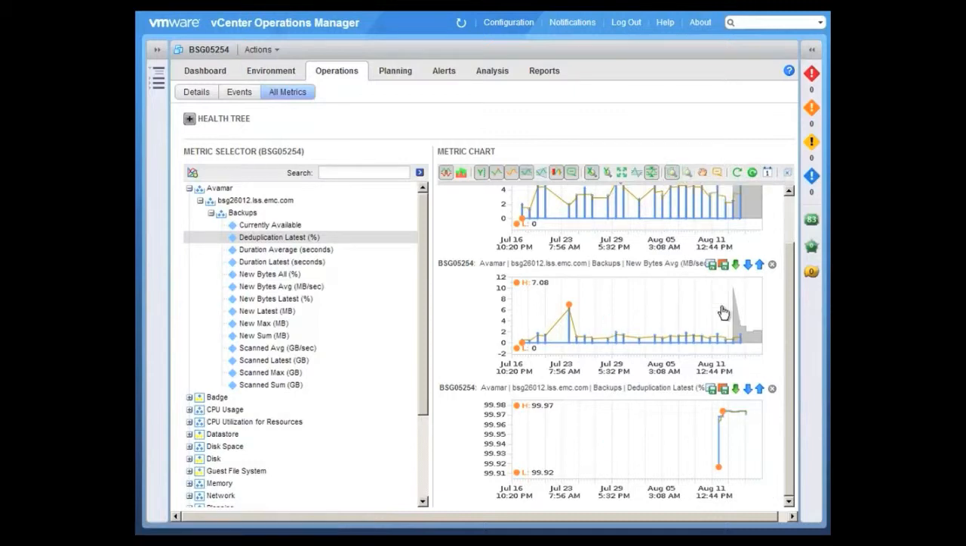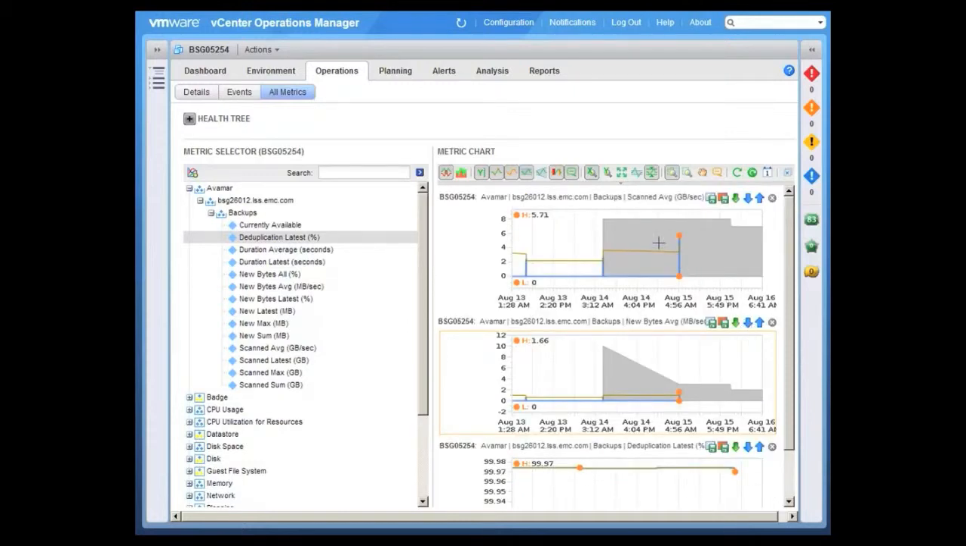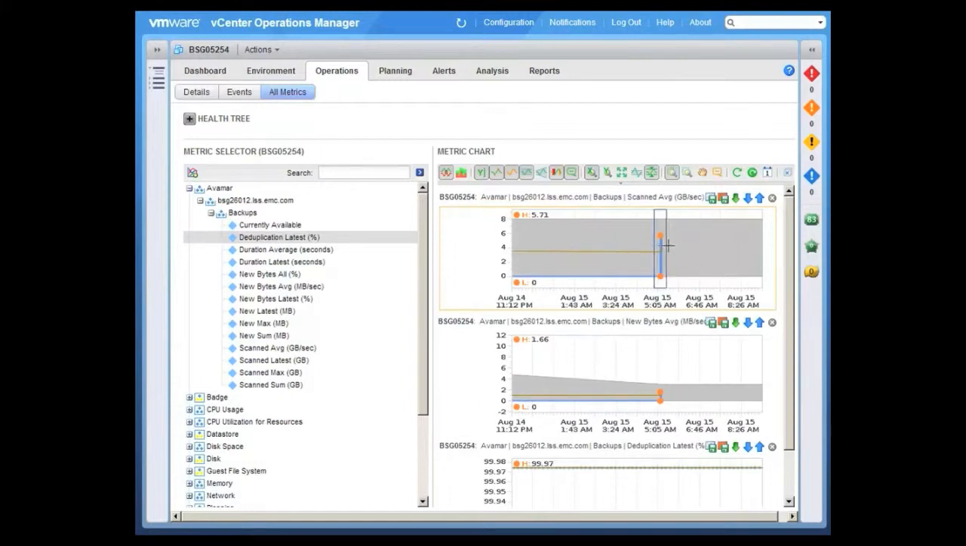So there's a very functional way to leverage the graphs and the basic capabilities of vCenter operations to look at the virtual machines and to understand the backup related information. You can see that here because we're zooming into a specific backup that occurred and showing the average time and the duration of the backup as it occurred.